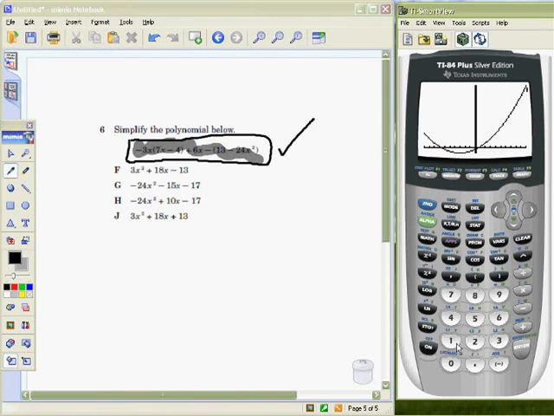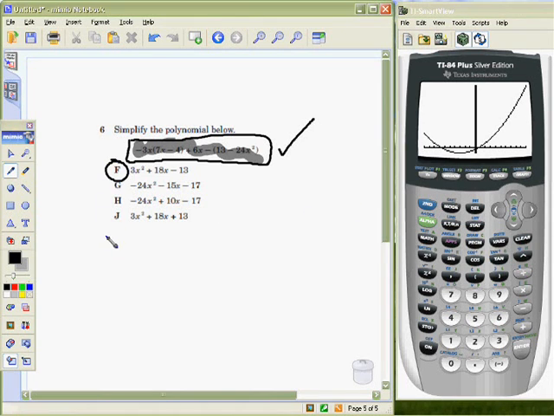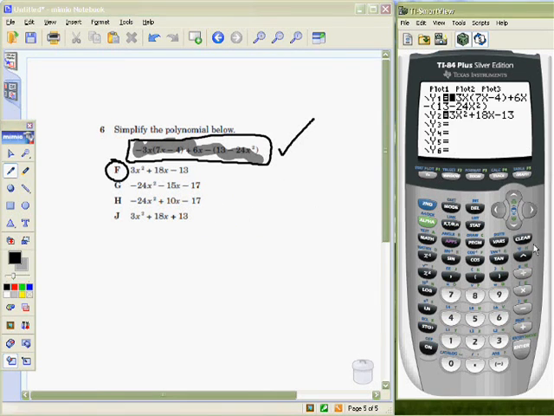Now since the calculator is still thinking and I only see one graph, what that tells me is my answer is F. But I want to go ahead and do another answer choice to show you what you would get if it wasn't the correct answer. And since J is so close to F and I only have to change one sign, I'm going to choose to do that one.